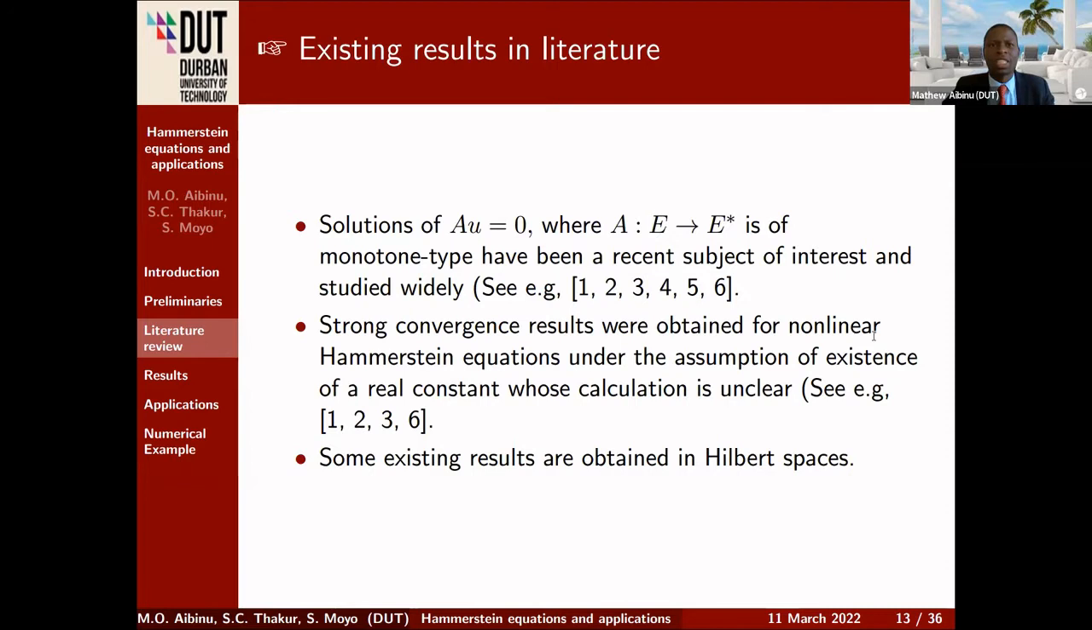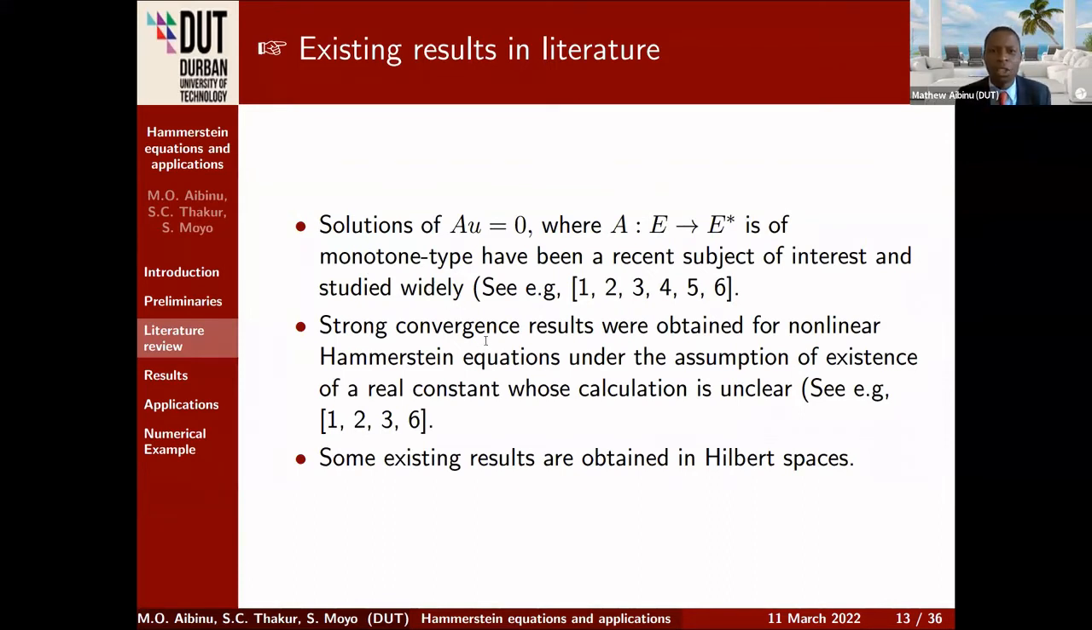Let's look at some of the existing results on nonlinear integral equations of Hammerstein type with monotone mapping. Solution of the equation Au = 0, where A from E to E* is of monotone type, has been a subject of interest and studied widely. These are some of the references that consider, some of the recent studies on this topic.